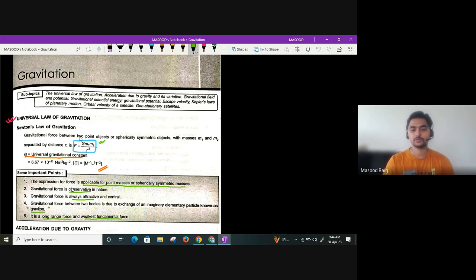They are the weakest force. They are attractive, and it is also a central force. It acts along the line joining the centers. One very important point is that these forces are independent of the medium, guys. Gravitational forces are medium independent.